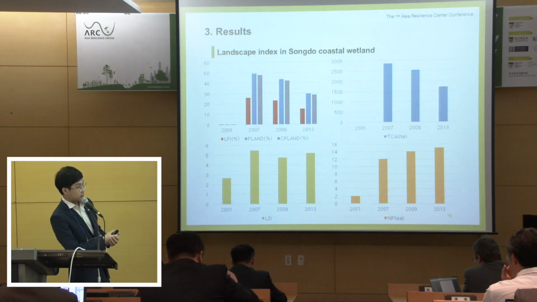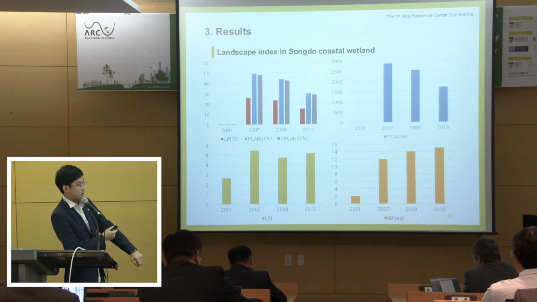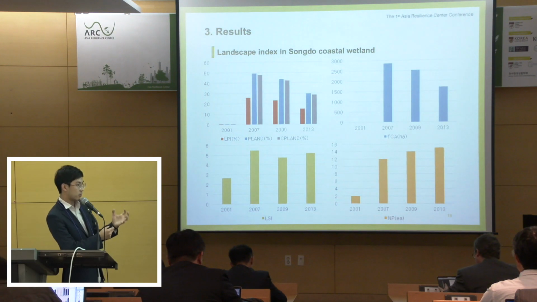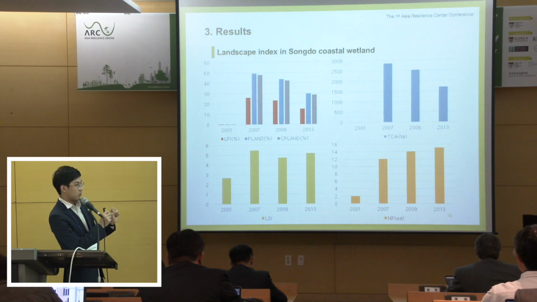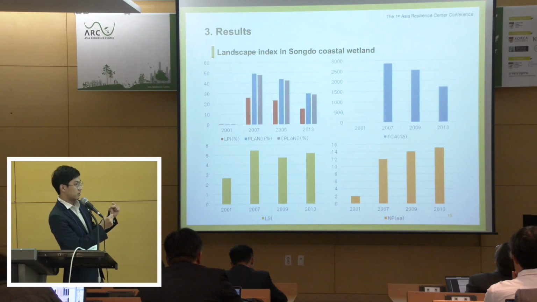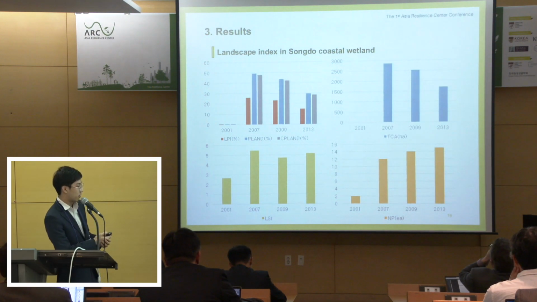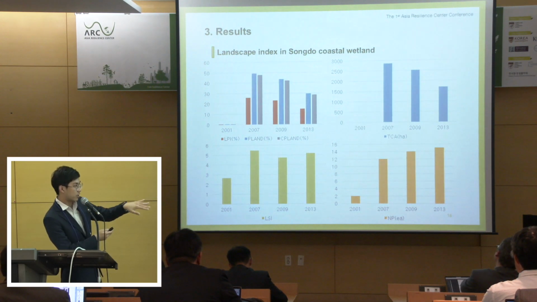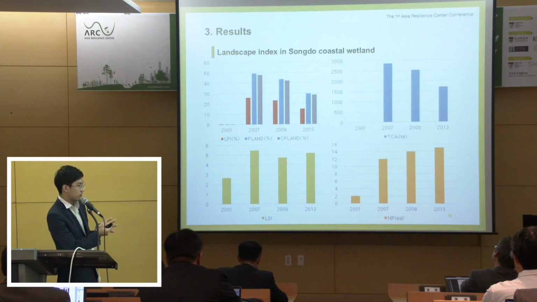And also the number of patches index increases continuously. This means the patch number is increased. This also means this place is fragmented. And as I mentioned, the largest shape index repeatedly increases and decreases. So with only this index we can't decide the fragmentation.